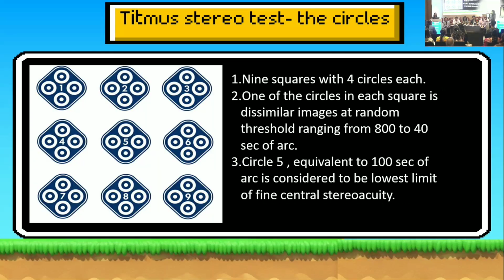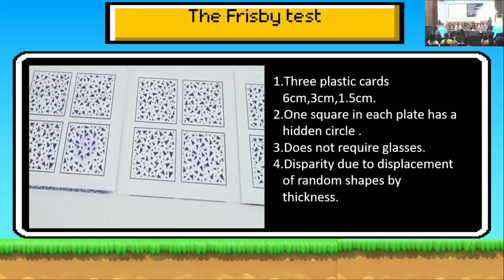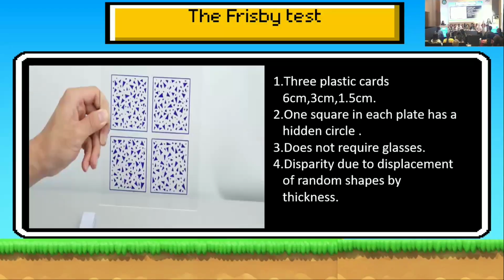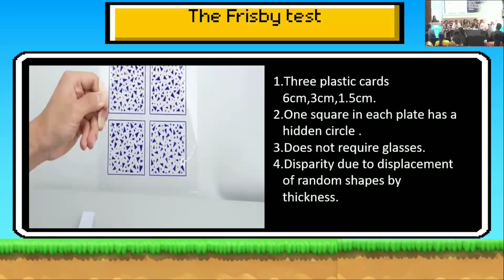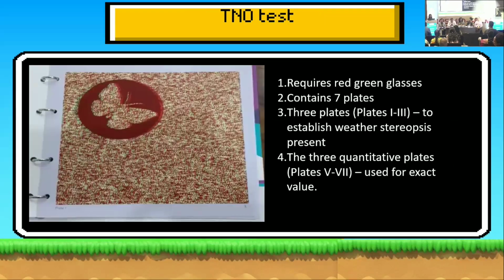The third section involves 9 squares with 4 circles each. One of the circles in each square is a dissimilar image at a random threshold ranging from 800 to 40 seconds of arc. Circle 5 is equivalent to 100 seconds of arc. If you can do that, you can go forward. The other test is the Frisbee test, which does not require any glasses. There are 3 plates of about 6 centimeter, 3 centimeter and 1.5 centimeter thickness, and the disparity is because of the displacement that is happening because of the thickness of the plate.